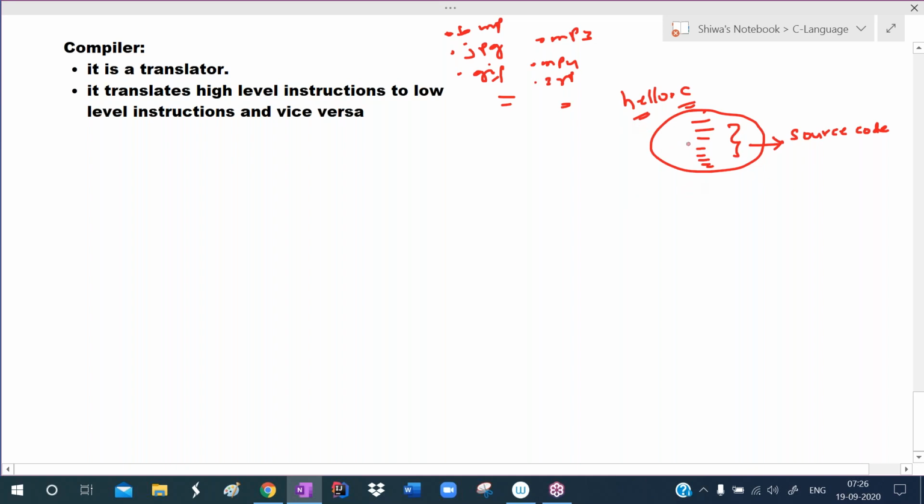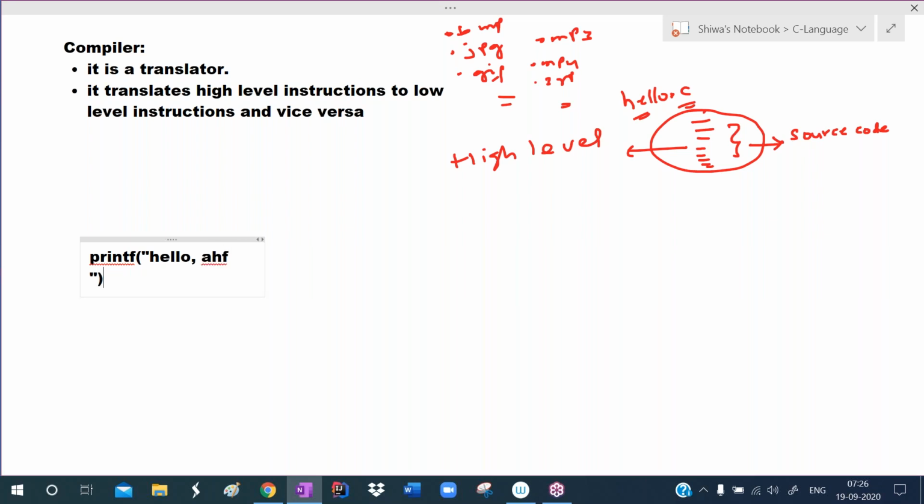Now this source code we are writing is in a high level language. All these are high level instructions. The computer cannot understand them, but we can understand. We are using some English words to write the program. Like to print data, we write printf, hello. To read data, we ask the user to enter the x value, and to read that we write scanf. Like this, we are writing some code.